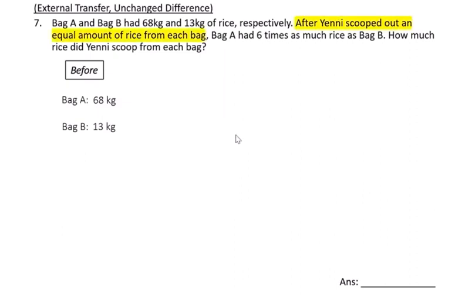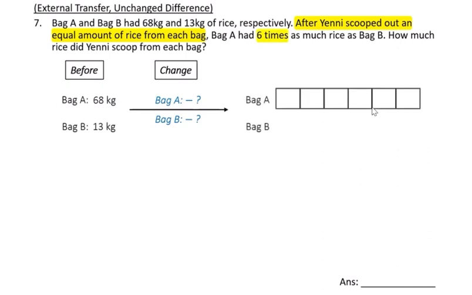So when you scoop out, make sure you minus. They didn't tell you the amount, so please don't write a number. You just put a question mark, because this is unknown. The change is unknown. So you cannot write anything. So this is change. So after this, what happens? A is 6 times as much as B. So A will be 6 units. B is 1 unit. This is after.